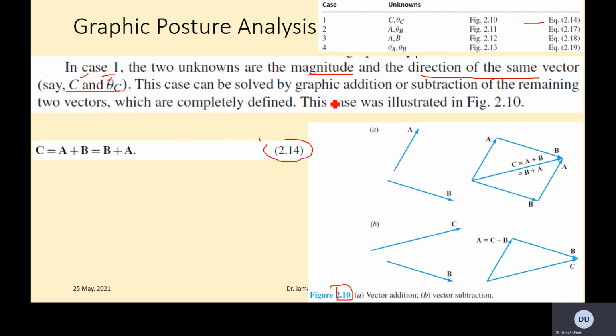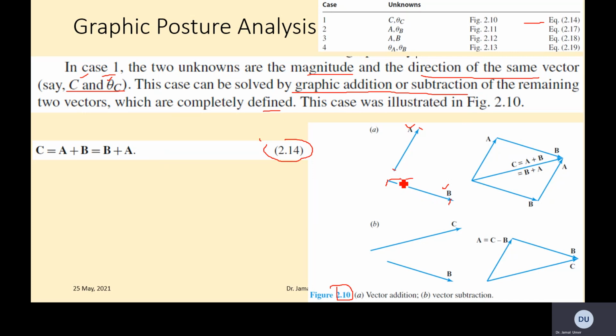This case can be solved by graphic addition or subtraction. So you have the option, for both of the remaining two vectors which are completely defined. This case was illustrated in figure 2.10 here. So for example, you know the values for A and B. When we say values, it means you know its magnitude, meaning the length, and we know the direction. For example, the angle is also known, and same goes for A. So for A, we know the direction and magnitude. So then it's just a matter of addition, which we have already discussed within the same presentation.